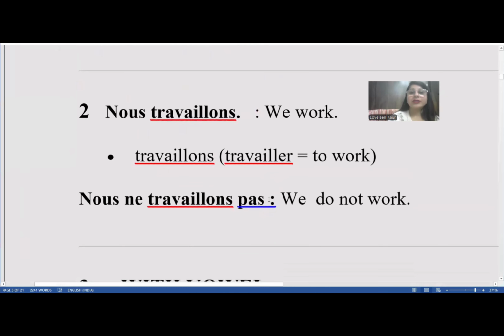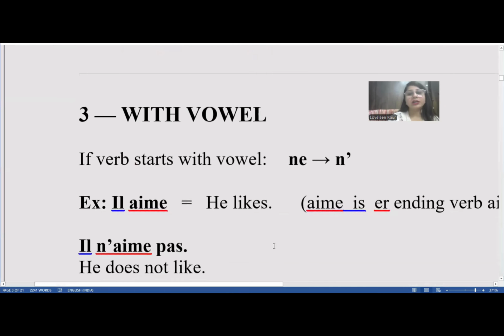Now let's see. For example, if I say nous travaillons, we work or we are working. Travailler is the verb means to work. It's again an ER verb. All right. So if you want to make nous travaillons negative, this is the verb. So the way I just told you, ne and pas will come around the verb and it will make the sentence negative. So we'll say nous ne travaillons pas. Right? So this is a very simple version that around the verb we put ne and pas.